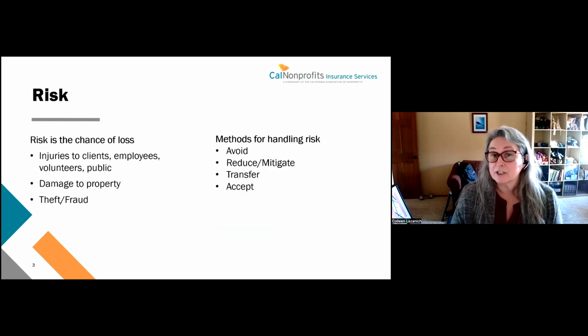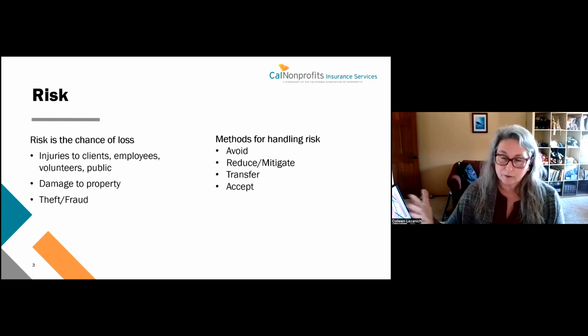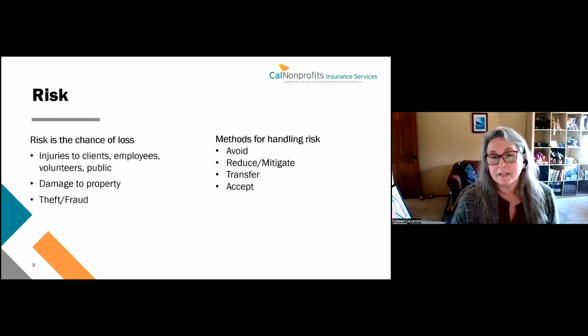Risk is really just your chance of loss. The most common ones that hit nonprofits would be injuries to your clients and participants, your employees, volunteers that are helping you to do whatever your mission is, and the public coming on your property, coming to your event, people who are not actual program participants, could be parents of participants, damage to your property, your actual physical property, and theft or fraud to the organization.